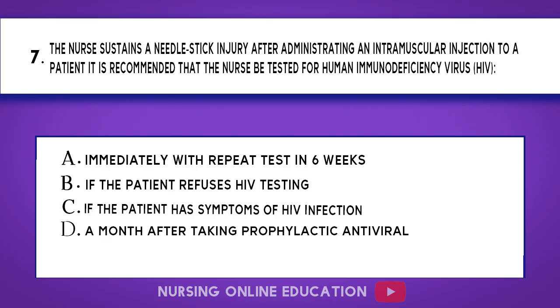7. The nurse sustains a needle stick injury after administering an intramuscular injection to a patient. It is recommended that the nurse be tested for human immunodeficiency virus, HIV, A. Immediately with repeat test in 6 weeks. B. If the patient refuses HIV testing. C. If the patient has symptoms of HIV infection. D. A month after taking prophylactic antiviral. The answer is option A. Immediately with repeat test in 6 weeks.